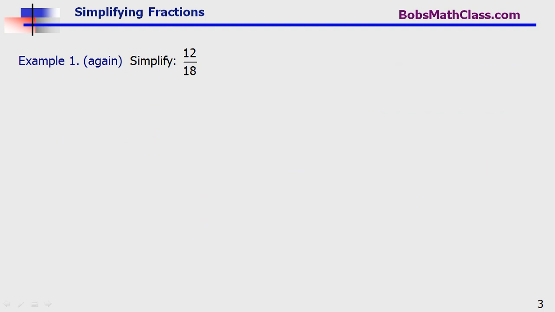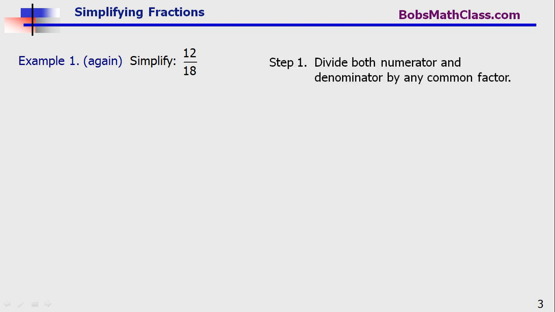Okay, let's do the same problem again. And this time, maybe we don't use the GCF. We just use the number that comes first to us. So divide by any common factor. Maybe you saw that 2 goes into both numbers because both numbers are even. So if you first divide them both by 2, let's see, 12 divided by 2 is 6, and 18 divided by 2 is 9.